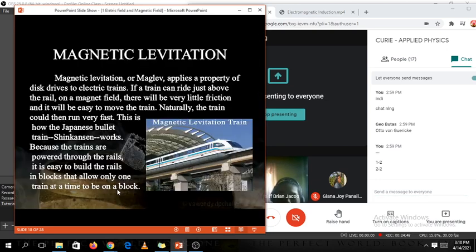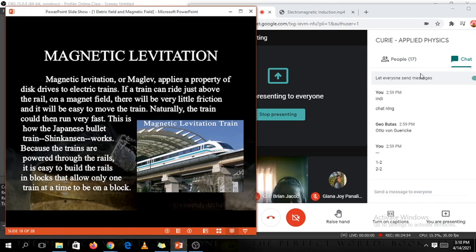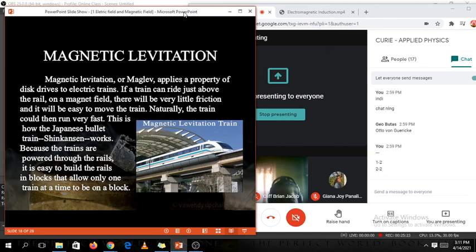Some example or the main application for this one is of course your maglev or the magnetic levitation. It is called magnetic levitation because the train literally levitates from the railing. One example of this is the Shinkansen bullet train, which can travel at around 200 kilometers per hour. So you can go to San Carlos in just 1 hour by riding this train, for example.